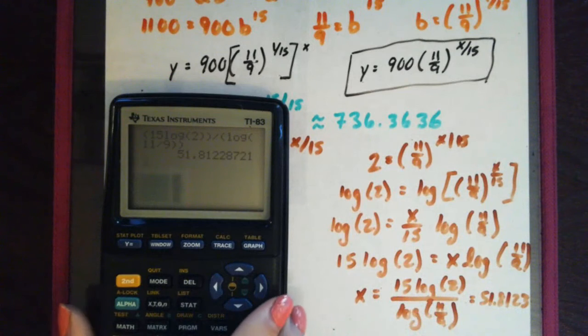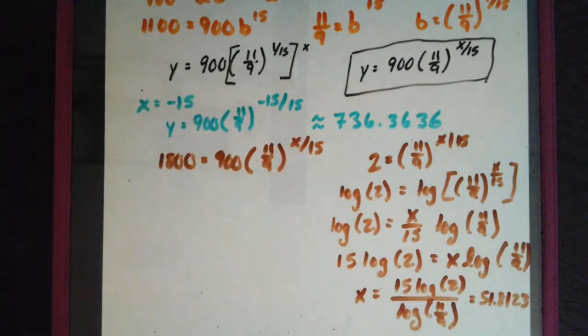So it's going to take 51.8123 minutes for the bacteria to double. Again, it doesn't matter where you start, wherever you are, it's going to take another 51.8123 minutes for it to double from there.